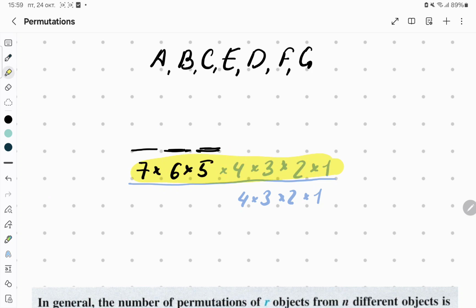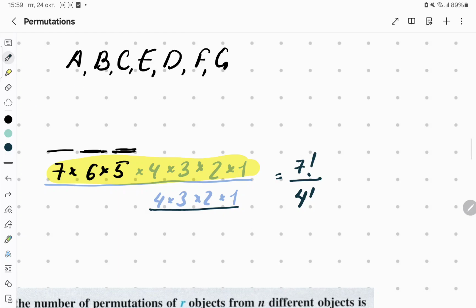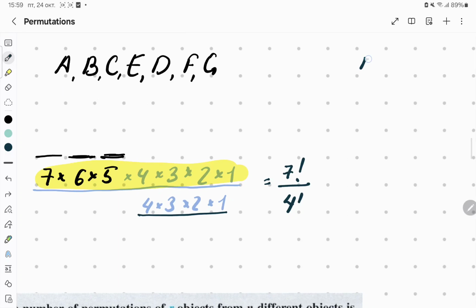The numerator is 7 factorial, right? So it is 7 factorial. The denominator is 4 factorial. Okay, and now how to represent it if we have n letters total and R is the length of the word to be constructed. So R is the length of the word. So now we are introducing the symbols.